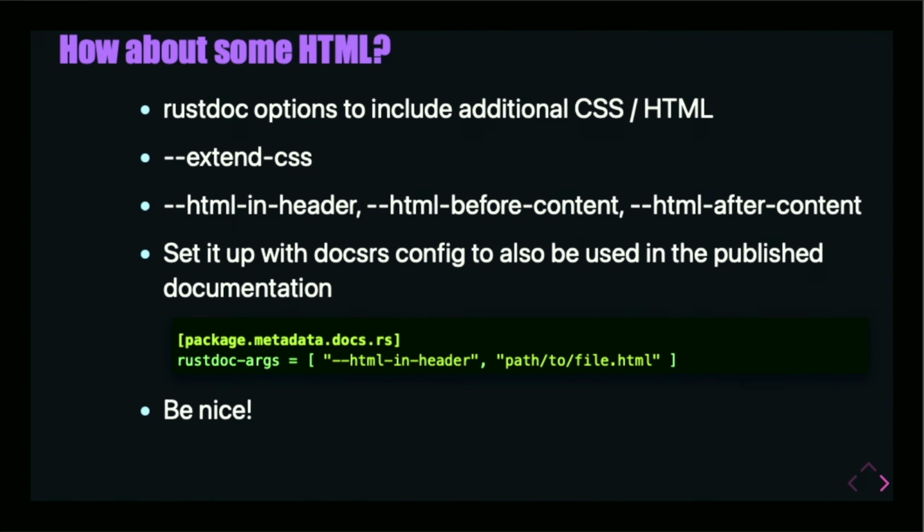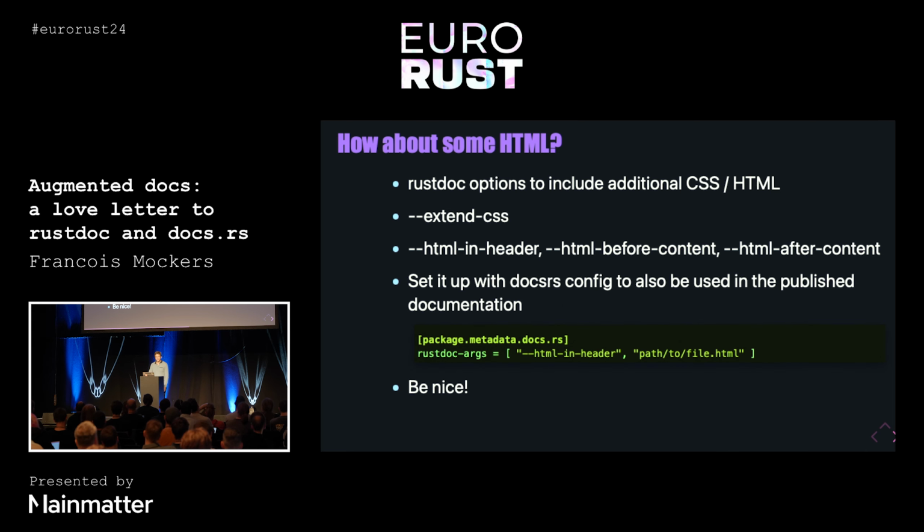And the last thing is you can pretty much do everything you want because you can extend everything. There is a flag to extend the CSS to add your own CSS. And there are three flags for HTML. The first one, in header, will let you add JavaScript to your documentation. Before content will add a header, and after content will add a footer. If you set it in your cargo.toml file, you can pass it automatically when it's built on docs.rs, and it will just work. Something important to keep in mind: be nice, because it's very possible to break the documentation completely if you do weird things.